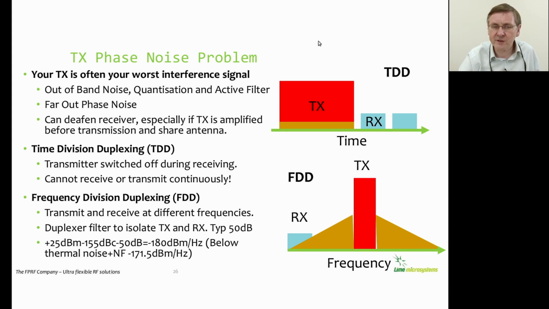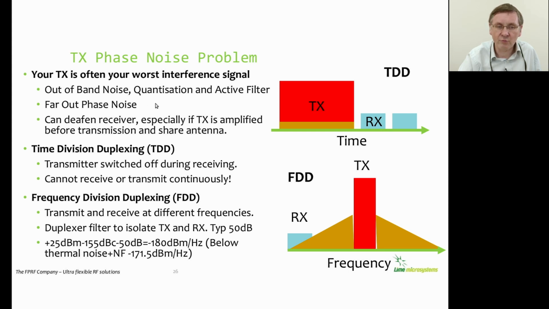So now let's have a look at phase noise. We have phase noise producing problems from two different areas. One is from the transmitter, where out-of-band noise from quantization and from the active filters leads to noise in the receive band, even if the receive band is at a different frequency to the transmitter.